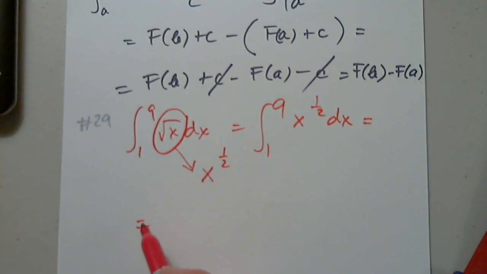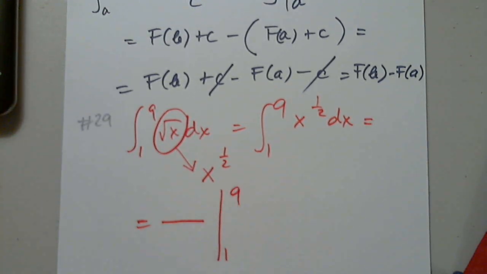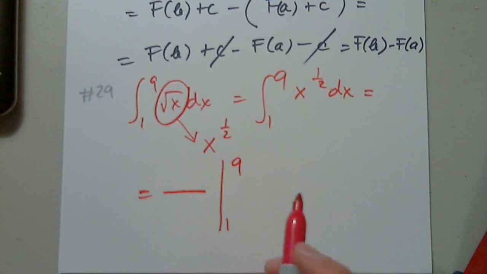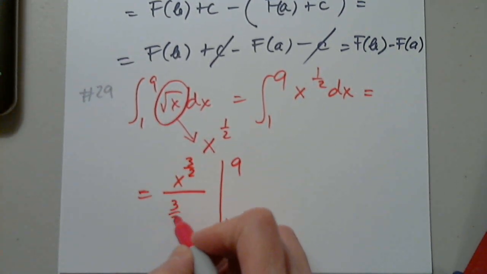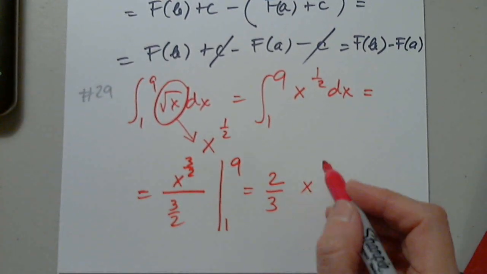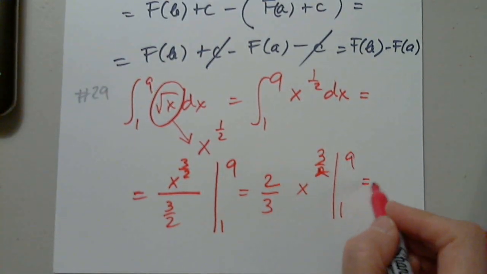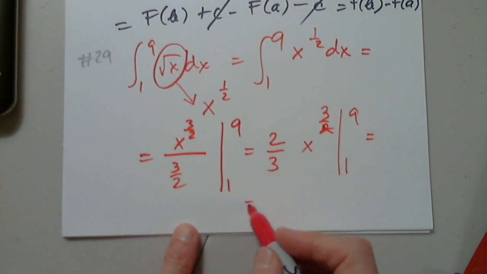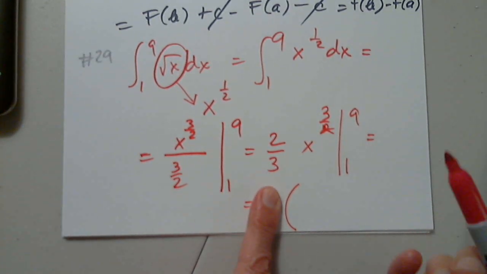What is the antiderivative of x to the 1/2? X to the 3/2 over 3/2. Exactly. I have to flip the denominator, 2/3, and x to the 3/2 from 1 to 9. Please leave 2/3 alone. It can patiently wait.